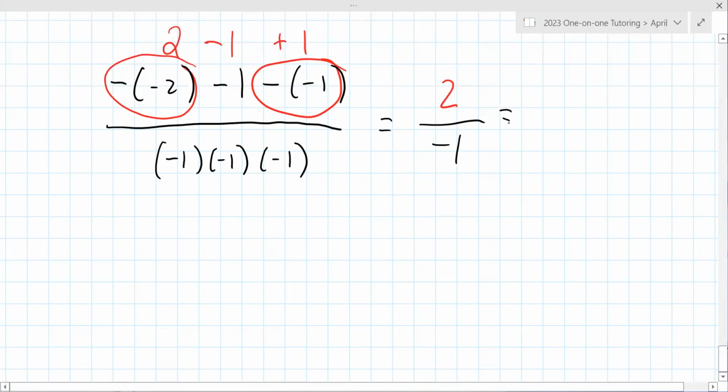But doesn't it have to be negative because of the order we're doing it in? So this, you can add or subtract in any order, just like you can multiply or divide in any order.